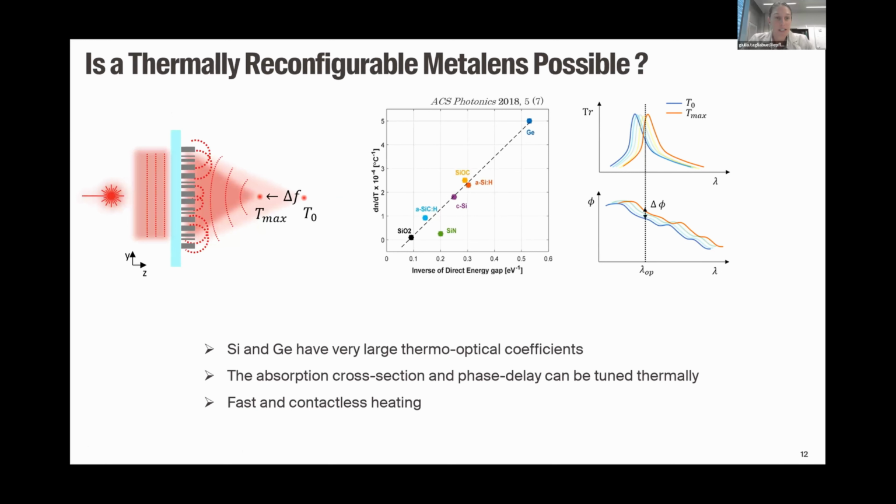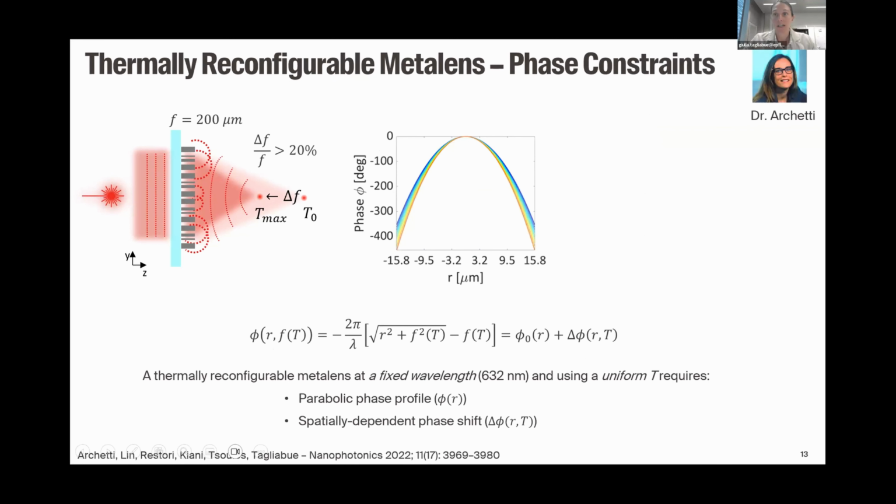So a few years back, when I started here at EPFL, we started asking ourselves whether we could search for a way of designing an active and thermally reconfigurable metal lens where the operational frequency was fixed and we could just tune the focal length by changing the temperature of the substrate, in such a way that all the optical modulation was done at the level of the individual meta atoms that we use to build this metasurface. So this was the work carried out by Dr. Archetti when she joined the group.